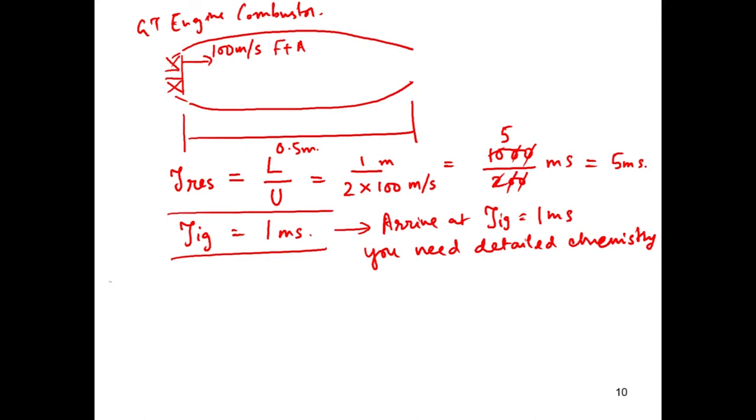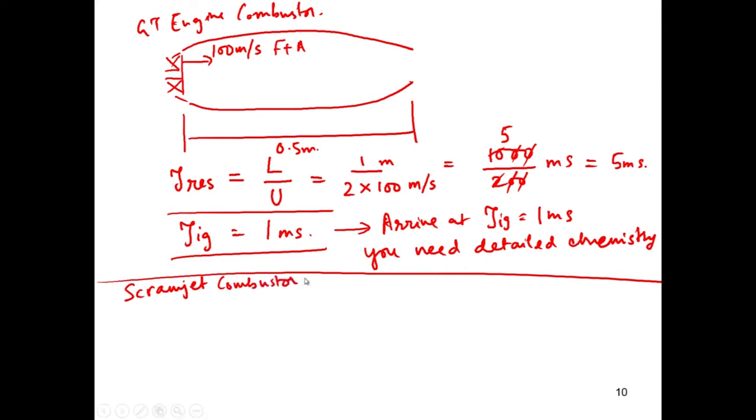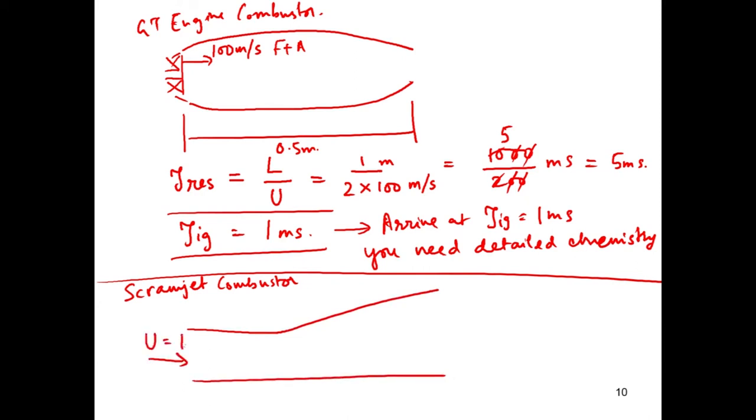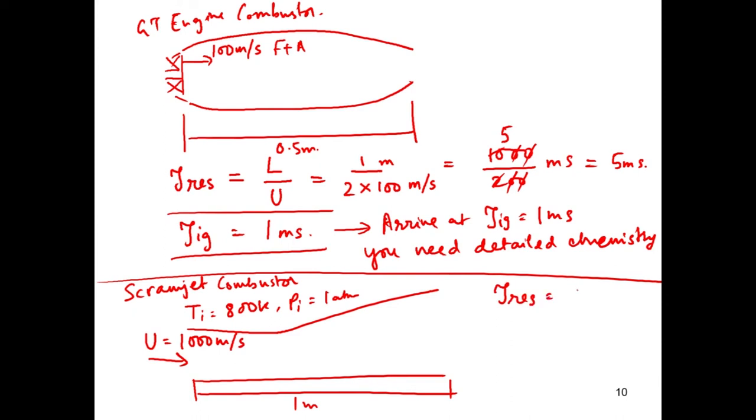This situation is even more complex in a scramjet combustor. Okay. Let us consider a scramjet combustor where the flow velocity is about 1000 meters per second and this is about say 1 meter. Okay. Now, here your temperature is say about 800 Kelvin and your pressure is about 1 atmosphere or 0.5 atmosphere, something like that. So, once again we can estimate the residence time scales, which is nothing but the length by the average velocity, and that comes out to be like 1 by 1000 seconds is equal to 1 millisecond.